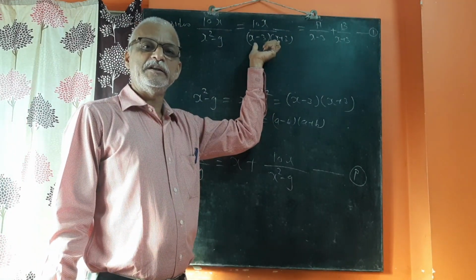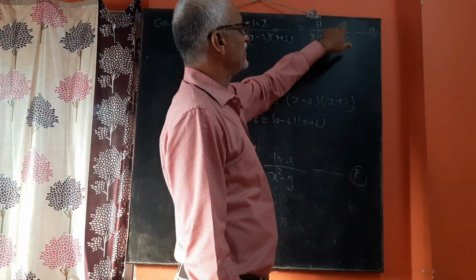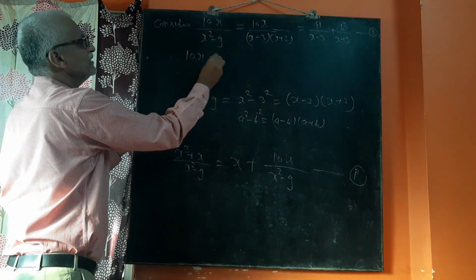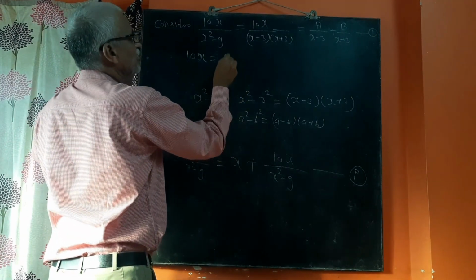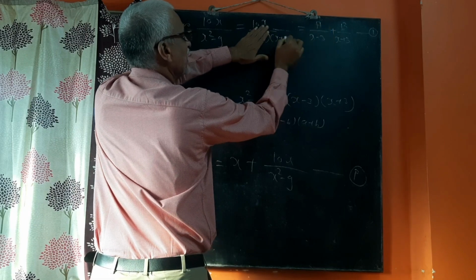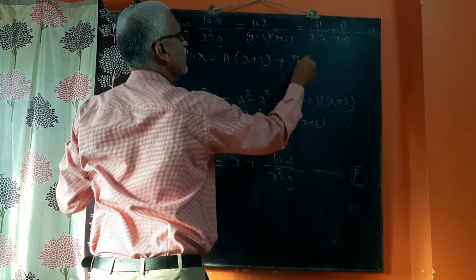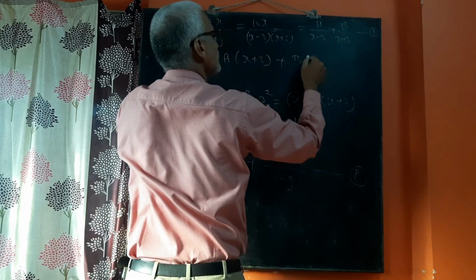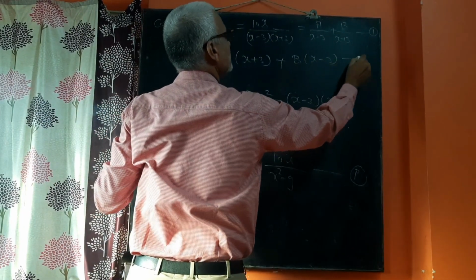So we have to consider the two constants A and B, that is A/(x − 3) + B/(x + 3). Now by cross multiplication, we get 10x equals A into (x + 3), since x − 3 gets cancelled, plus B into (x − 3), since x + 3 gets cancelled. Let us call this equation number 2.